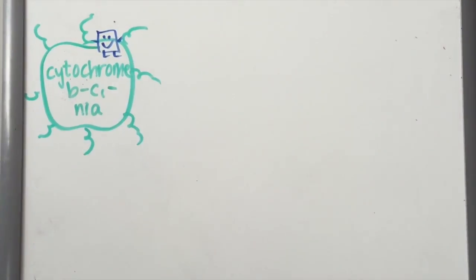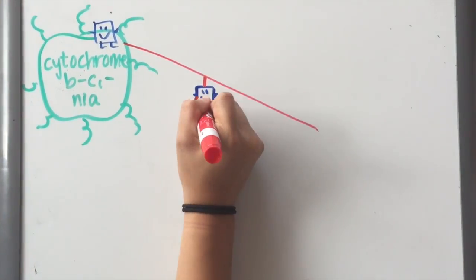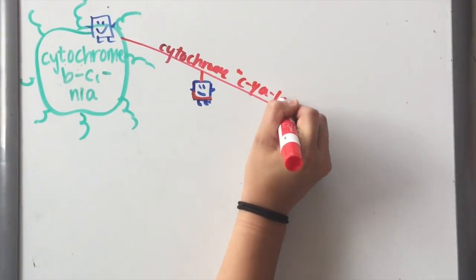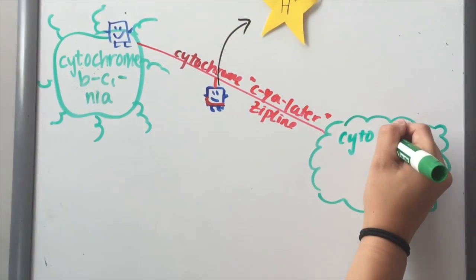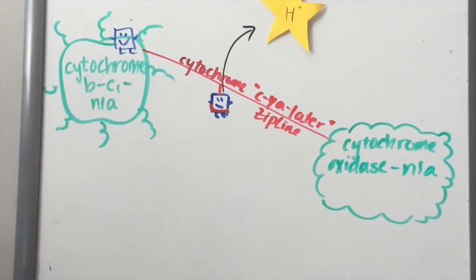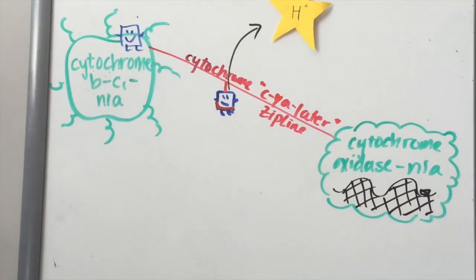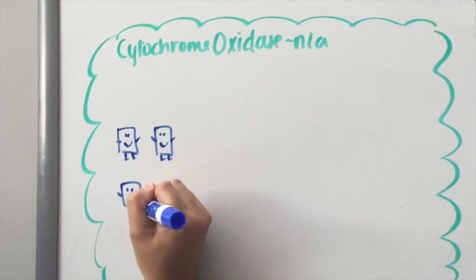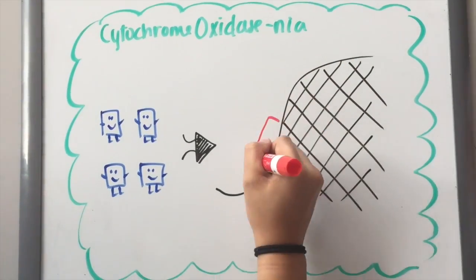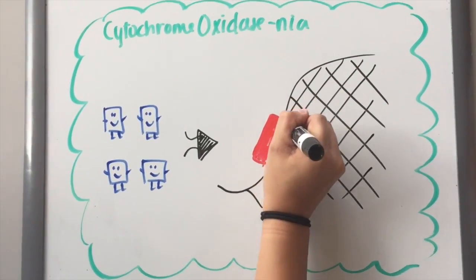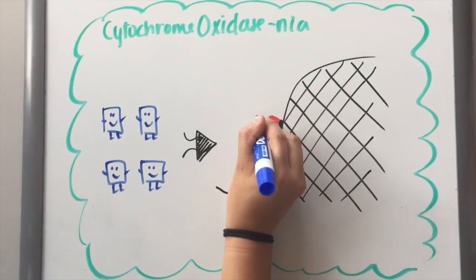Once they arrived in cytochrome BC1-NEA, the 2 electrons must take a zipline one by one to go to cytochrome oxidase-NEA, where they finally reach the great roller coaster. Once they get onto the zipline, each electron releases another star to space. Finally, they arrived at cytochrome oxidase-NEA. They have to wait for 2 more electron buddies to arrive before taking the great roller coaster because it only has cars of 4 passengers.